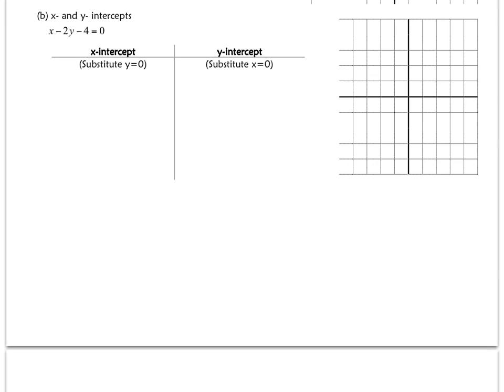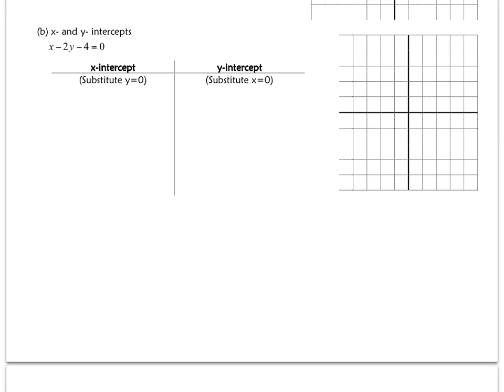The next problem is to plot the line x minus 2y minus 4 equals 0 using x and y intercepts. Just to recall, to find the x-intercept, you set y equal to 0. To find the y-intercept, you set x equal to 0.